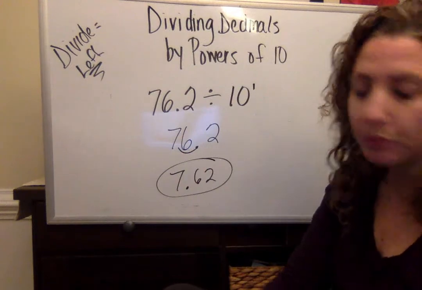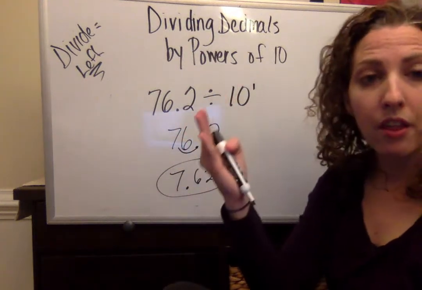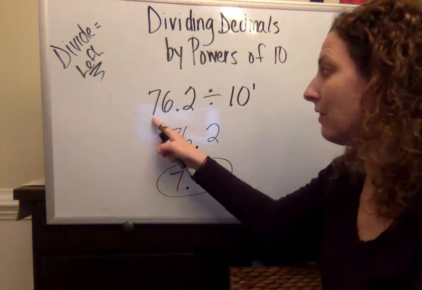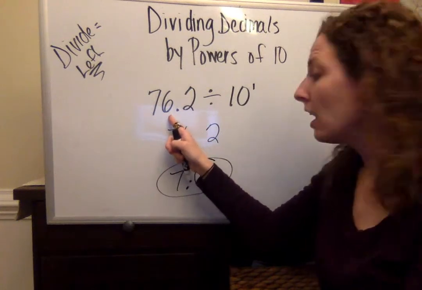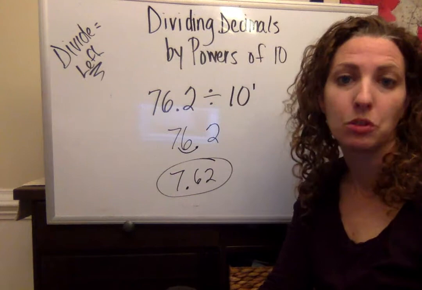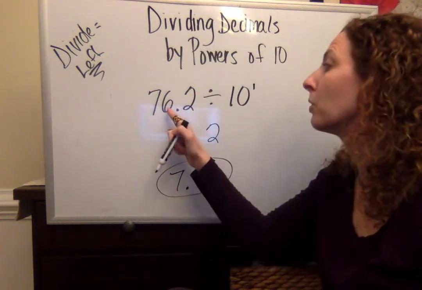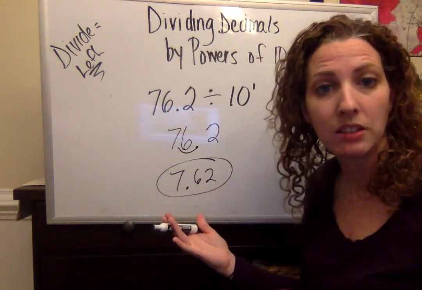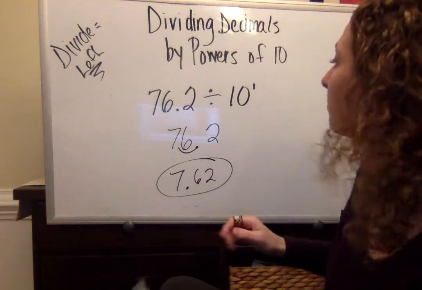Pay attention to the size of the number. So I had 76.2, and I divided it. I got 7.62. So we know that obviously 7 is smaller than 76, so that makes sense. All right, let's try another one.